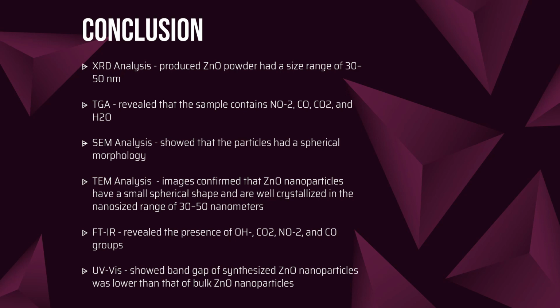In the uncalcined sample, the FTIR spectrum reveals the presence of OH, CO2, NO2-, and CO groups. The band gap of the synthesized ZnO nanoparticles was lower than that of bulk ZnO. As a result, the direct precipitation method of synthesizing ZnO nano-sized particles is simple, fast, and environmentally friendly.